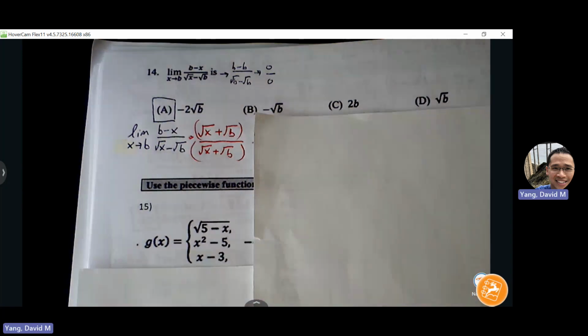Right, so we do want to FOIL out the denominator, but the numerator leave alone, because that b minus x in the numerator is ready for us to match and pair up.